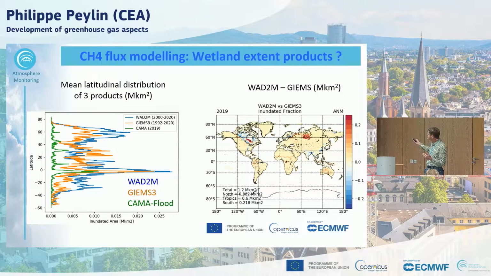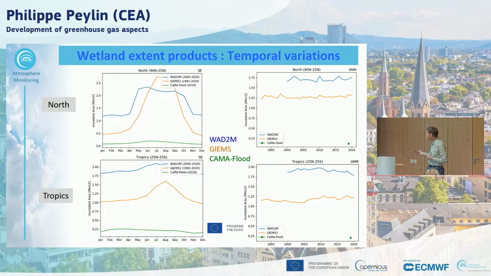And here on the left, this is the difference between the two satellite products, where we see really where in the north we have large differences, where the WAD2M has much higher wetland extent. So this will play a role in terms of simulations of the wetland CH4 fluxes. I don't want to go too much into the detail. We also compare the temporal variation, the mean seasonal cycle on the left, and the year-to-year variation. We had only 1 point for the CaMa-Flood.